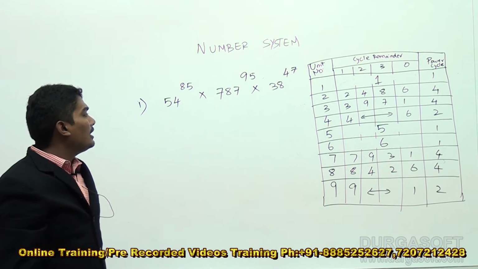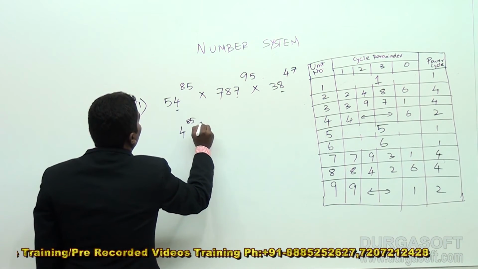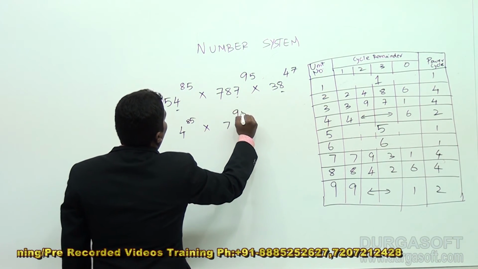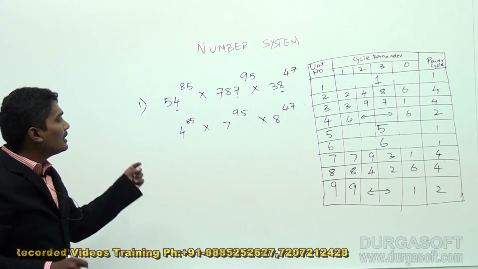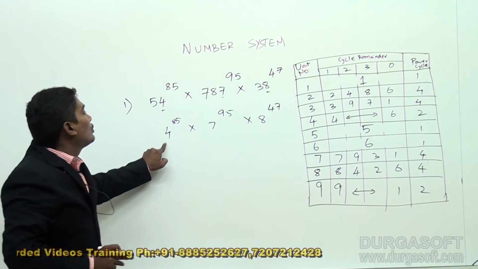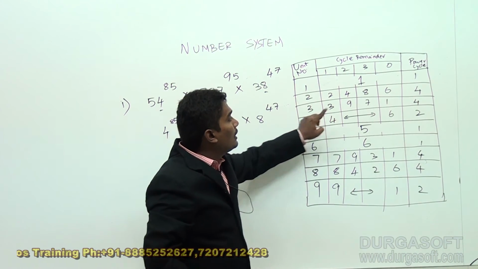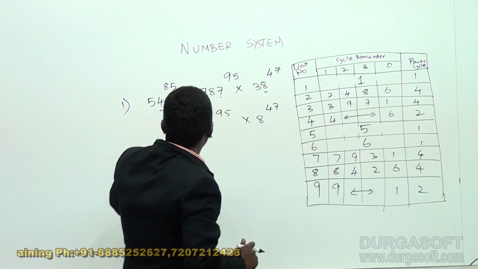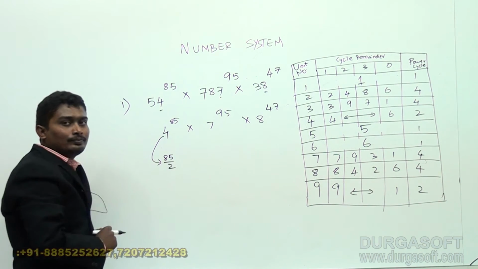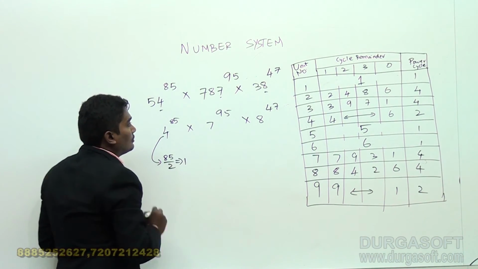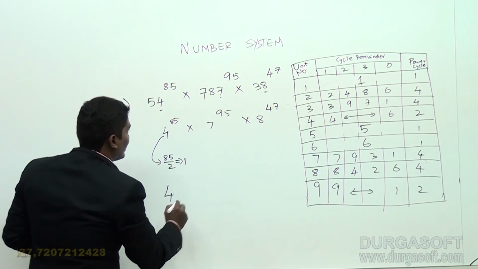Now the first thing I'll do is take only the last digits and write 4 to the power 85 into 7 to the power 95 into 8 to the power 47. So I'll take only the unit digits and write it this way. Now for 4, I look at the table with unit number as 4. If the unit number is 4, the power cycle is 2, or in other words, I have to divide the power by 2. So 85 divided by 2 gives a remainder of 1. For 4, 1 as the remainder means the unit digit is 4. So I'll write the unit digit here.